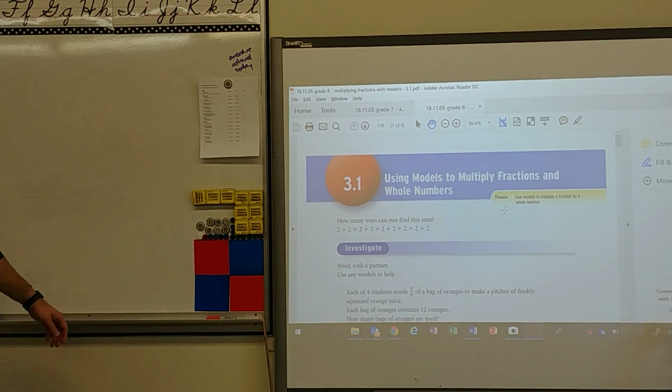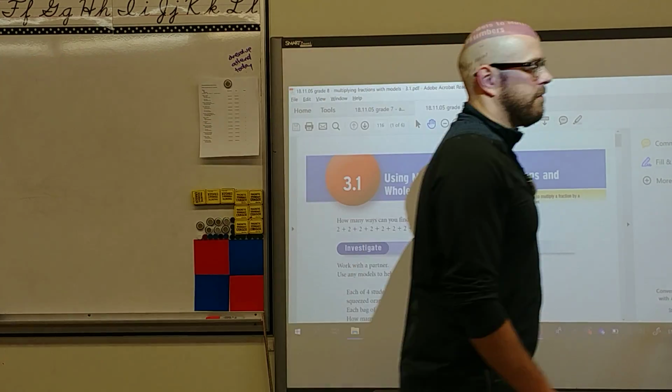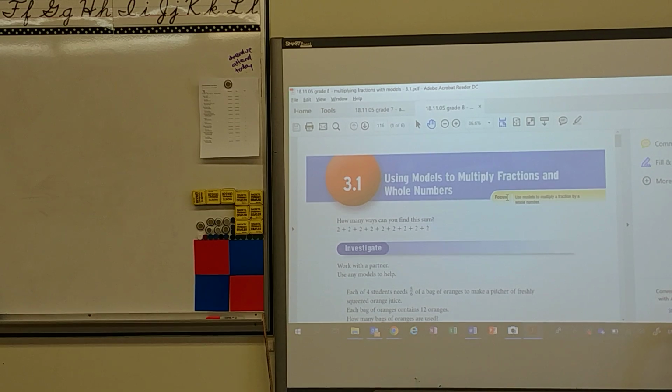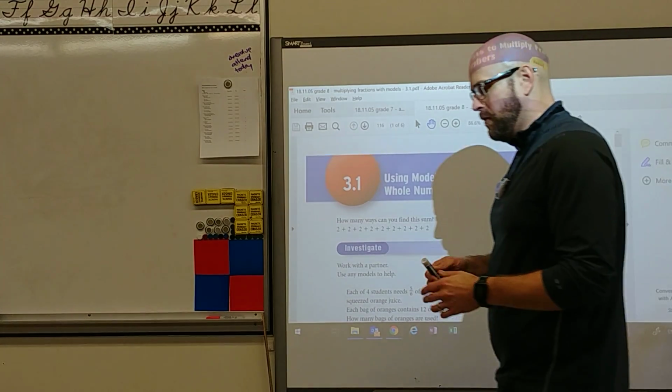3.1, using models to multiply fractions. So grade 8s, we're going to use a whole bunch of models to multiply these fractions.